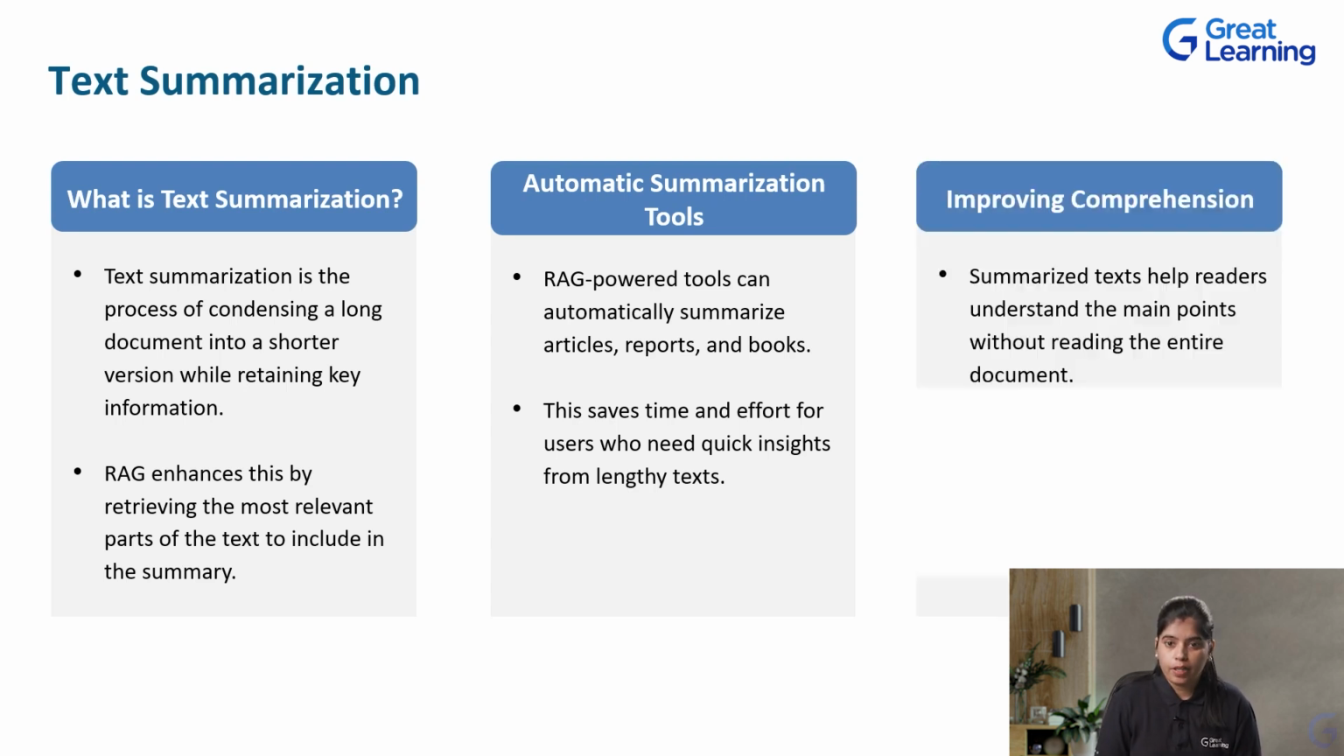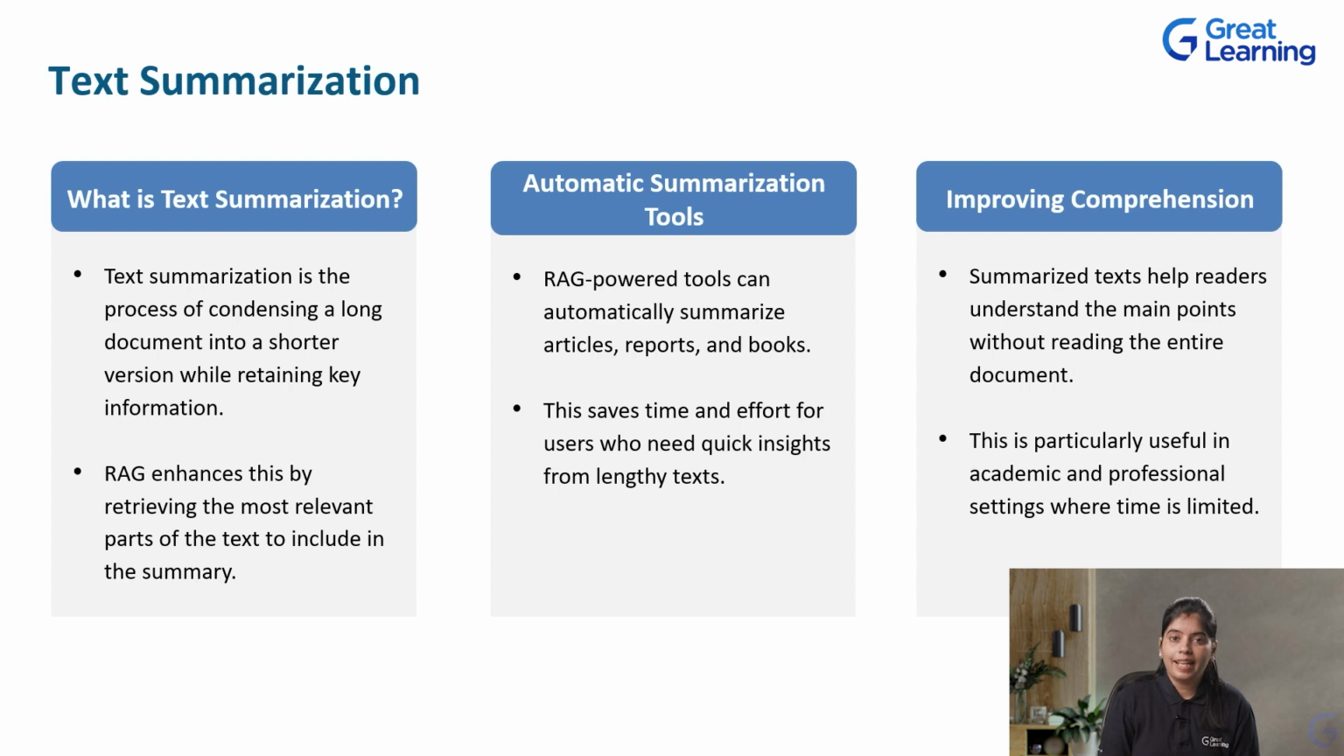Next is improving comprehension. Summarized text helps readers understand the main points without reading the entire document. What is the meaning of this? Basically, if you read the entire document, it will take time for you to understand first, and once you have read the entire document, only then can you come to some conclusion. So when you get the summarized text, meaning the main points out of that entire document, you can work on it in a very quick manner, and you can come to the conclusion very fast. So this is particularly useful in academic and professional settings where time is limited.